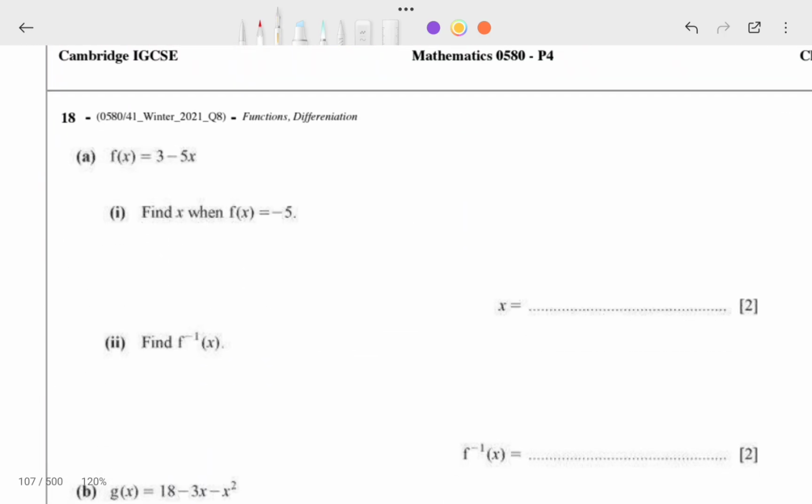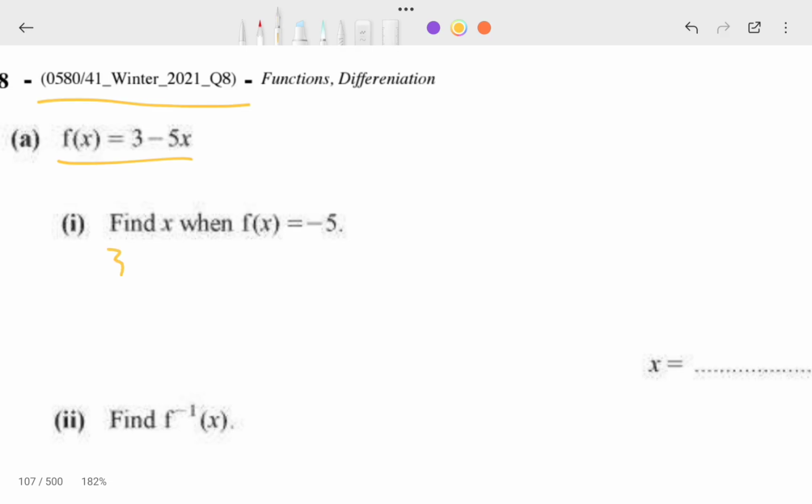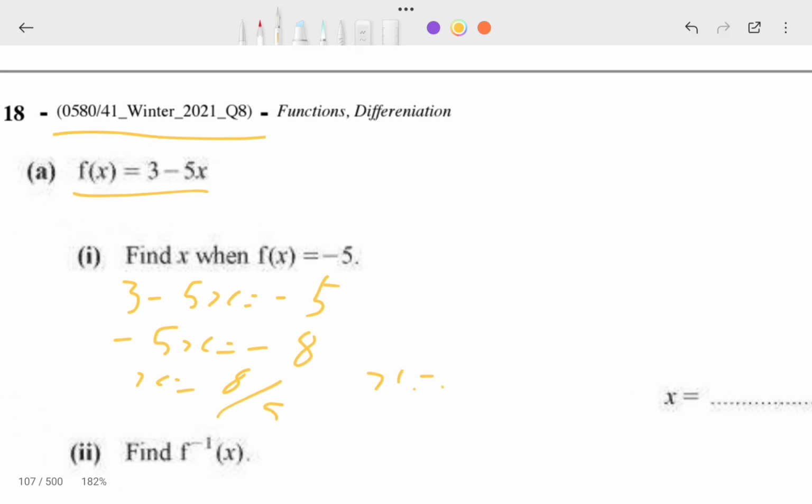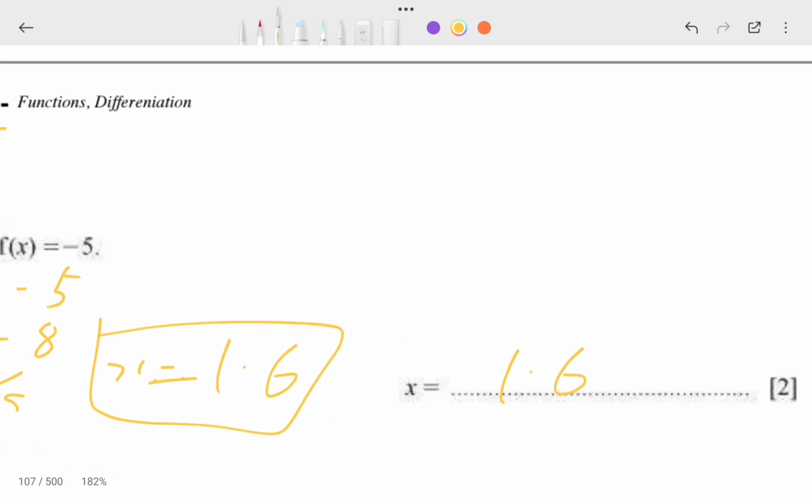Okay, question number 18 has been taken from 0580, October 2021, question 8. So function f(x) is equal to 3 minus 5x. Find x when f(x) is equal to minus 5. So 3 minus 5x is equal to minus 5. So minus 5x is equal to minus 8, and x value will be 8 over 5, which will give us the answer 1.6. So this is our answer.